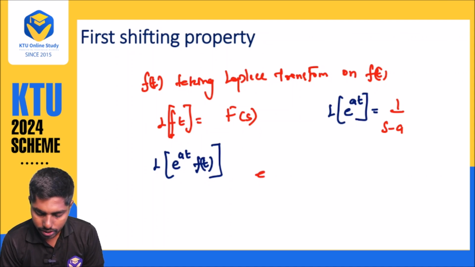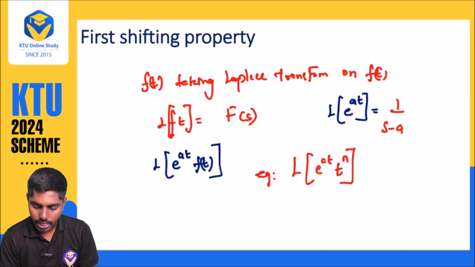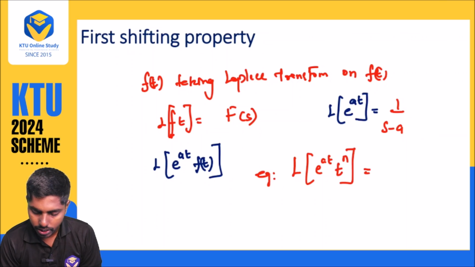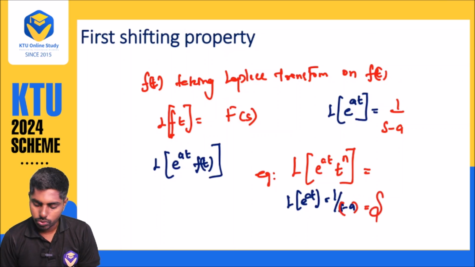Now suppose for example they are giving L of e power at into t power n. How will it change? We know the e power at formula: L of e power at is 1 by x minus a. Consider this x minus a as a capital X.